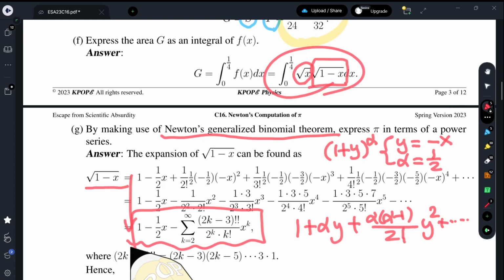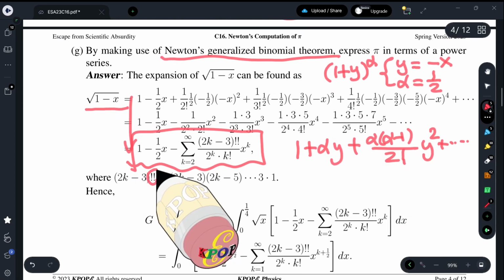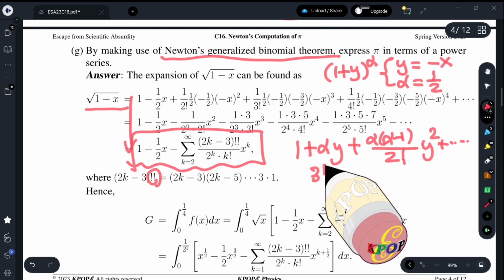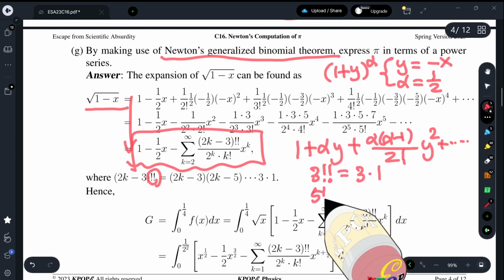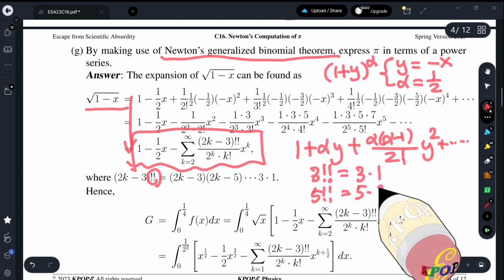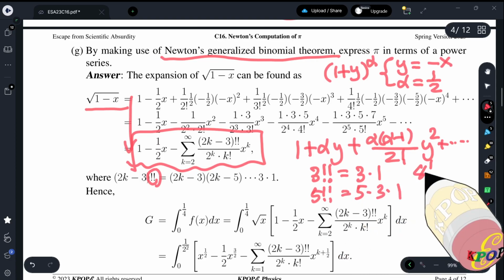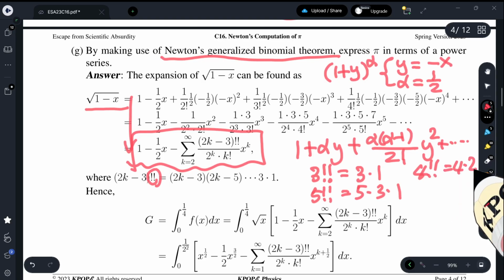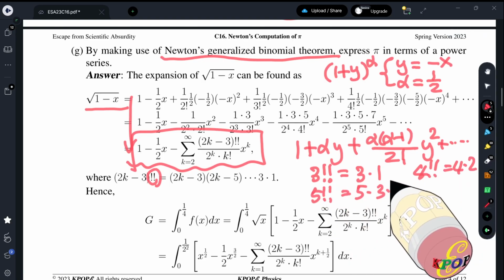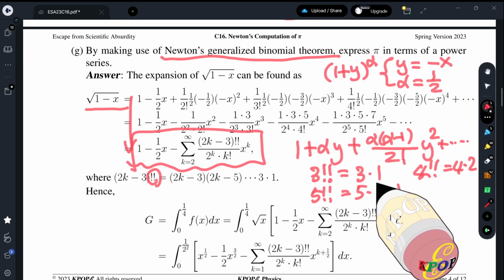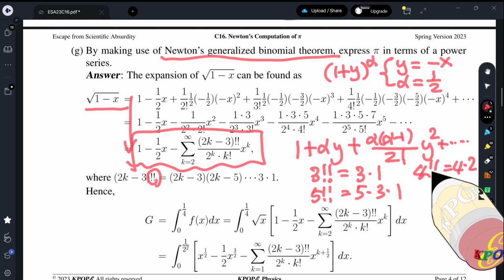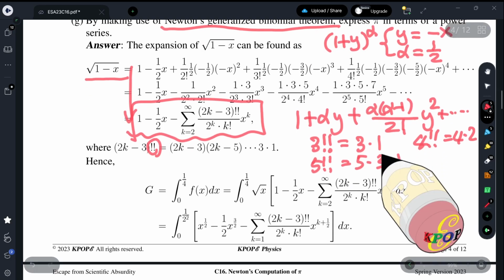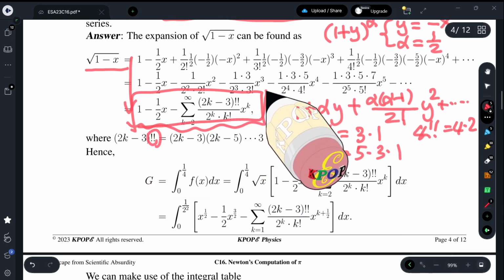Here we have a notation, double factorial. The double factorial of 3 is 3 times 1. 5 is 5, 3, 1. And 4 is 4, 2, something like that. So it is a product of odd numbers or even numbers, similar to the usual factorial, but a little bit different. So we make use of this formula.